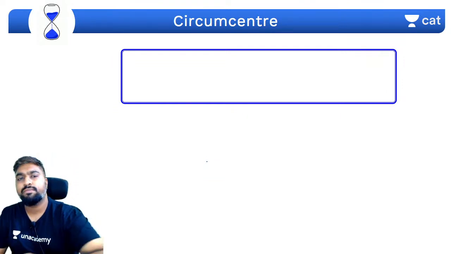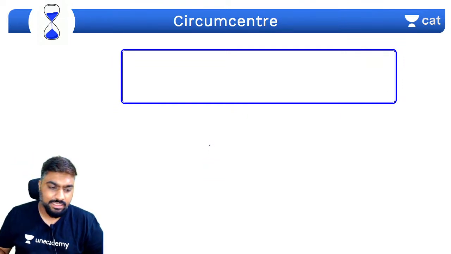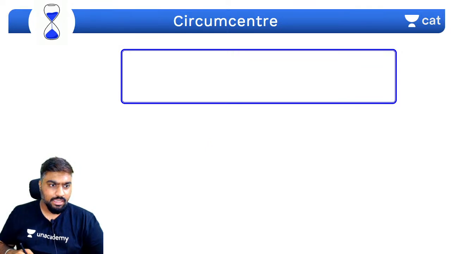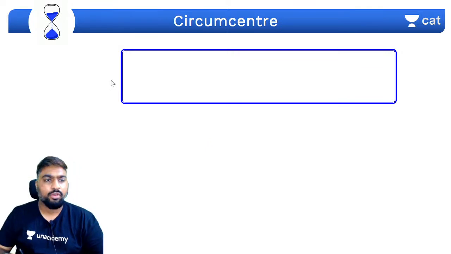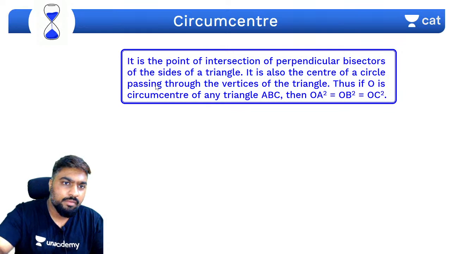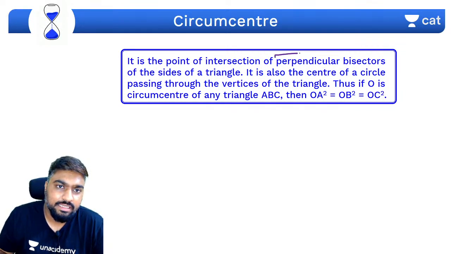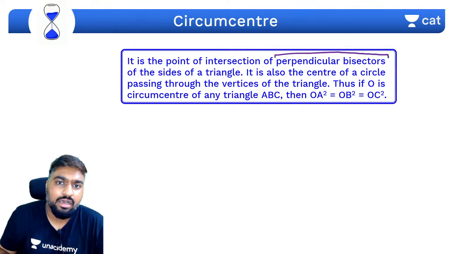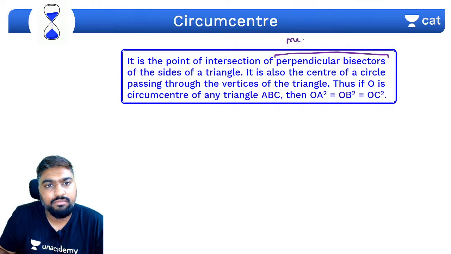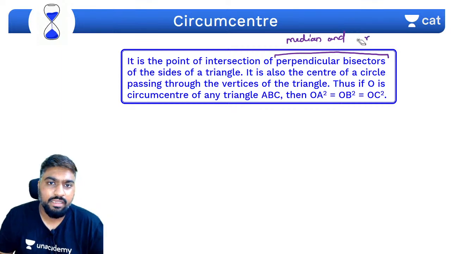Now let's move to circumcenter. What is a circumcenter? The circumcenter is the intersection of what? Perpendicular bisectors. That is a line that acts both as a median and a perpendicular line, median and altitude. Those are called perpendicular bisectors.